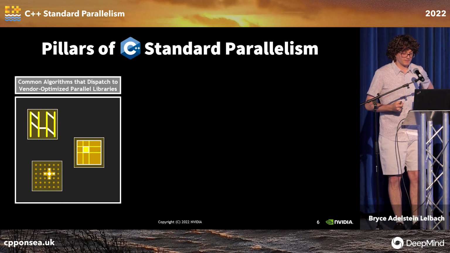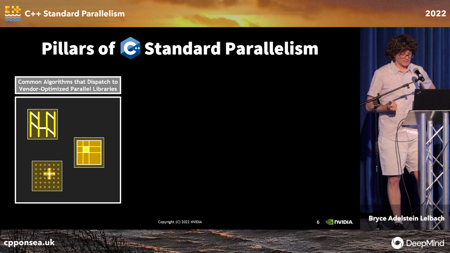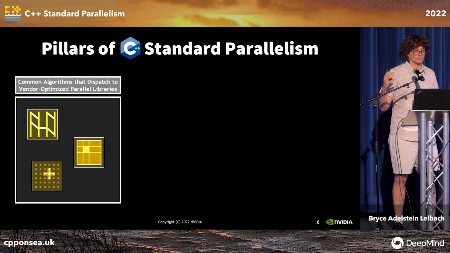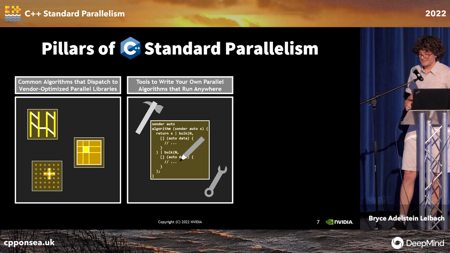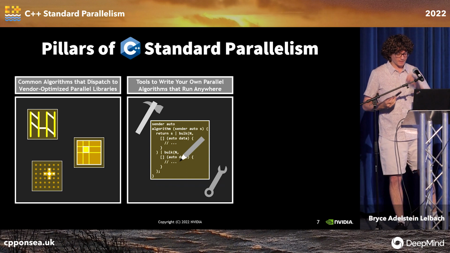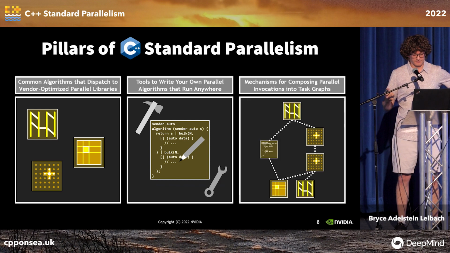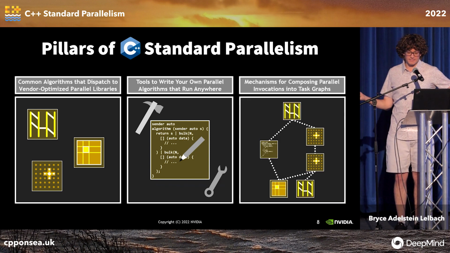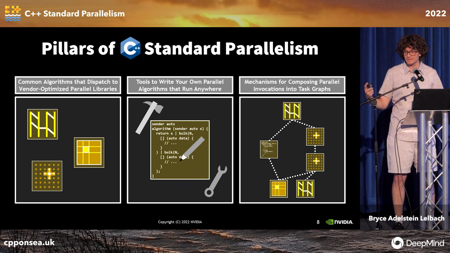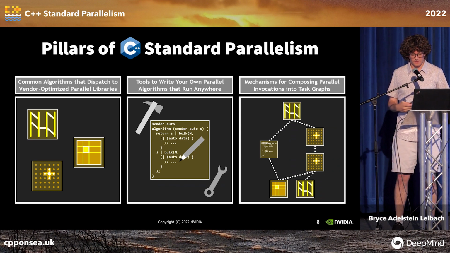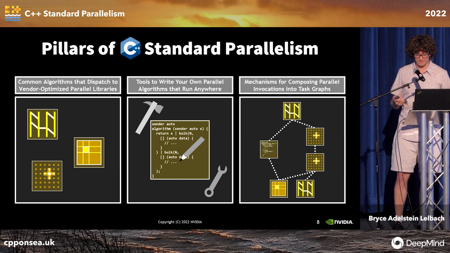So there are three basic pillars to our strategy for parallelism in standard C++. First, we need a corpus of common algorithms that dispatch to vendor-optimized parallel libraries. Next, we need tools to allow you to write your own generic parallel algorithms that can run anywhere. And then finally, we need mechanisms for composing parallel invocations into task graphs for essentially asynchronous programming. So let's start with that first pillar, the collection of common parallel algorithms.